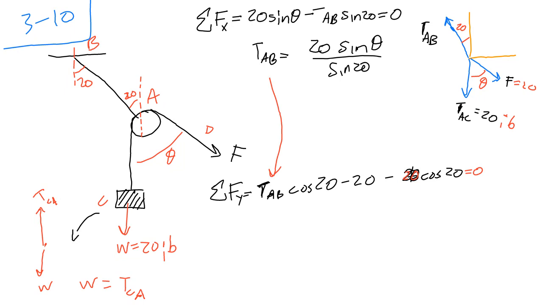So actually, let me just take this. I'm gonna take this, plug it in down there. Basically, plug it into the other equation so I can solve for theta. Let's see what happens. So we got 20 sine theta over sine 20, excuse me. Cosine 20 on the outside. And let's just set that equal to 20 plus 20 cosine 20.